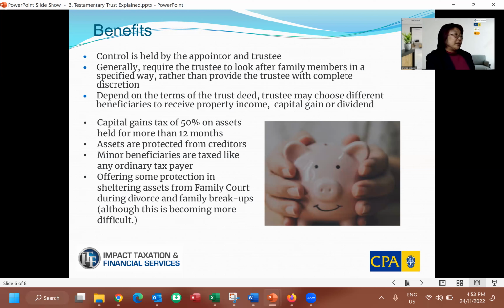It also offers some protection in sheltering assets from the family court during divorce and family breakups. As mentioned earlier, similar to a family trust, a testamentary trust or any trust structure potentially provides more protection in a family court situation, during divorce or family breakups. It's getting more difficult, but it's still providing very good protection.